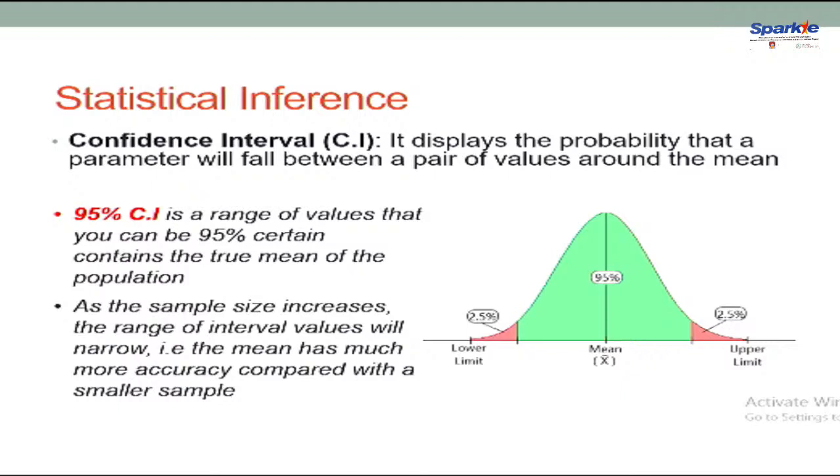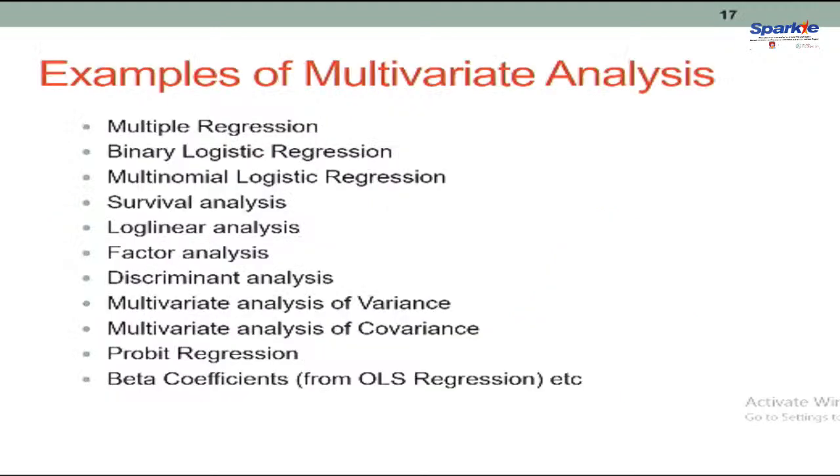So as sample size increases, the range of interval values will narrow. They may have so much more accuracy compared with sample size. So now we have a long list of examples of multivariate analysis. We've also done some things relating to when to use what for descriptives. We also try to do some justice to when to use most of this. Okay?